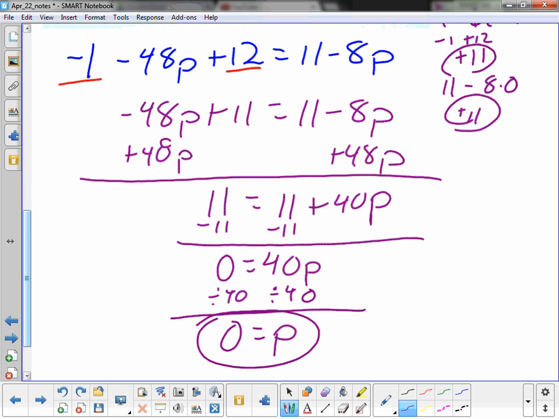Okay, so there you go. Some more solving. They are getting more difficult. Hope you realize that, but you're still capable of doing it. The only difference is we got to simplify it first before we start doing all the crazy moving and all that. You can do it.